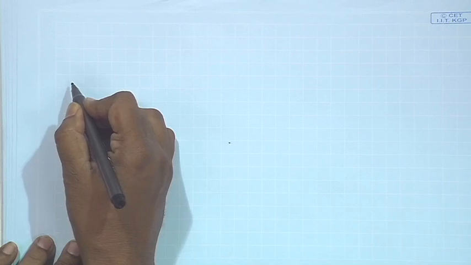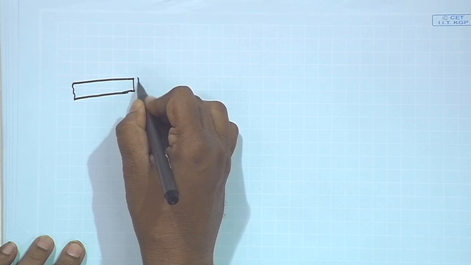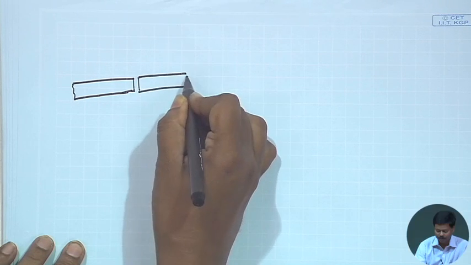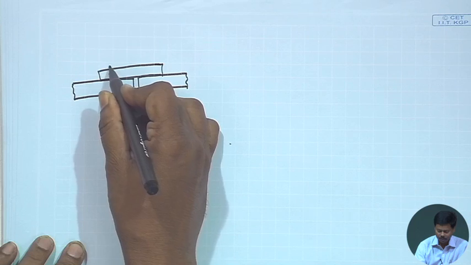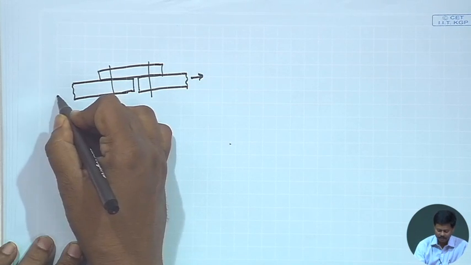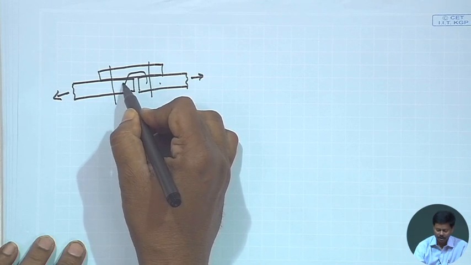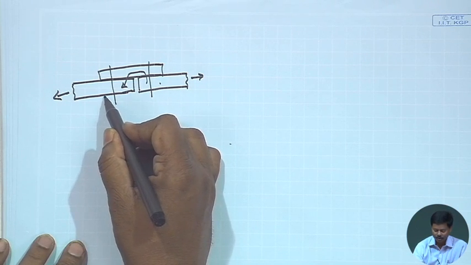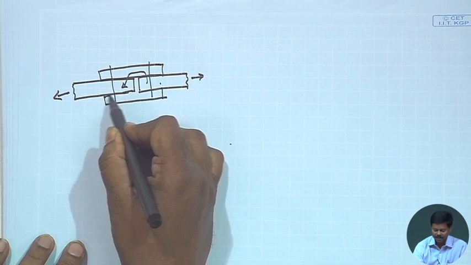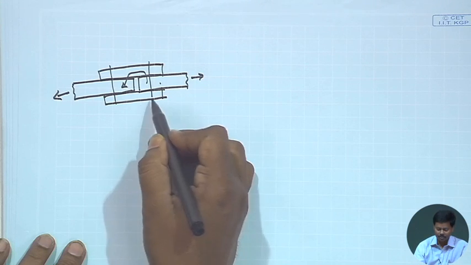Say, for example, if we consider a member and we need to join it with another member. If we want to join these two members and I provide a splice here, then this joint will not be symmetric. So, transfer of the load through the splice to the other member will not be done properly, and eccentricity will develop. To avoid that, we always try to provide another splice in this direction, so that symmetry is maintained. This is what we need to do.